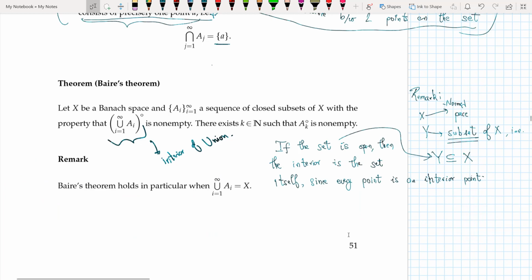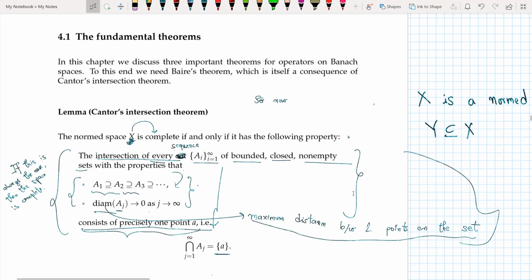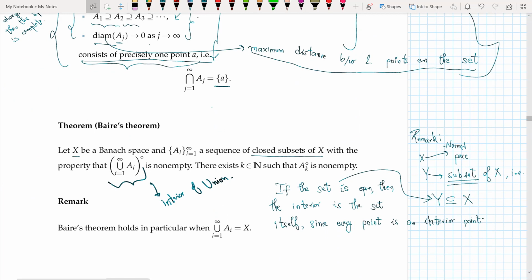Now we have Baire's theorem. Baire's theorem says: let X be a Banach space and A_i be a sequence of closed subsets of X. There I had closed, non-empty, and bounded. Here I have closed subsets with the property that the interior of the union is non-empty. If this is so, then there exists a k belonging to N such that the interior of A_k is non-empty. This theorem is pretty intuitive. If I have my space X, which can be written as the union of closed subsets of X, and I say that the interior is non-empty. What do I mean by the interior?